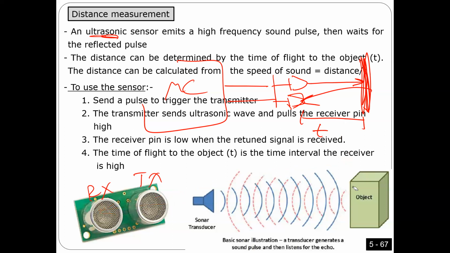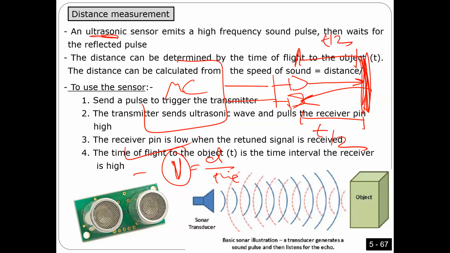After you measure the time, you divide it by 2. Why? Because this is the time to go and come back, so the time from here to here is t divided by 2. Once you have the time, you can get the distance. Very easy: velocity equals distance divided by time. Velocity is known because it is the velocity of sound. The distance is unknown, and I want to measure it, so all I need is the time.